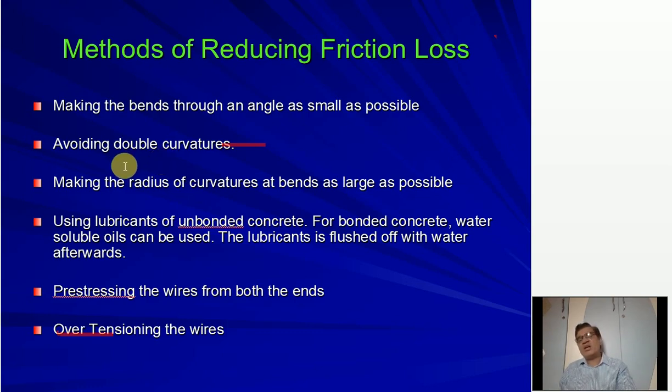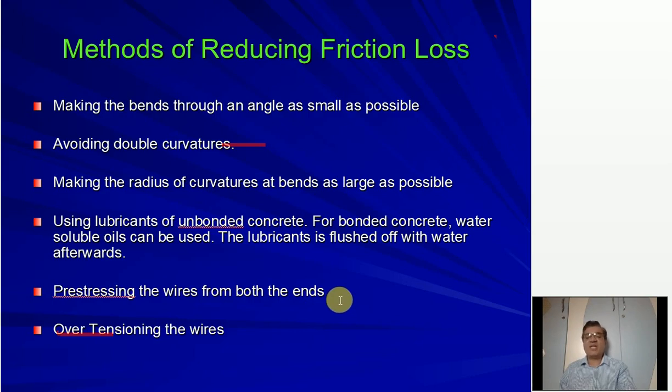So instead of providing double curvatures, we can have cap cables, separate cap cables at the support, which considerably reduces the friction loss. Then making the radius of curvature at bends as large as possible, so just avoid sharp curvatures. Then using lubricants for unbonded concrete. Well, lubricants means we can add these lubricants to reduce this friction. For bonded concrete, water soluble oils can be used, and these lubricants are flushed off with water afterwards. So such lubricants are available in the market. Then pre-stressing the wires from both the ends. Yes, this is a very common and very simple method.